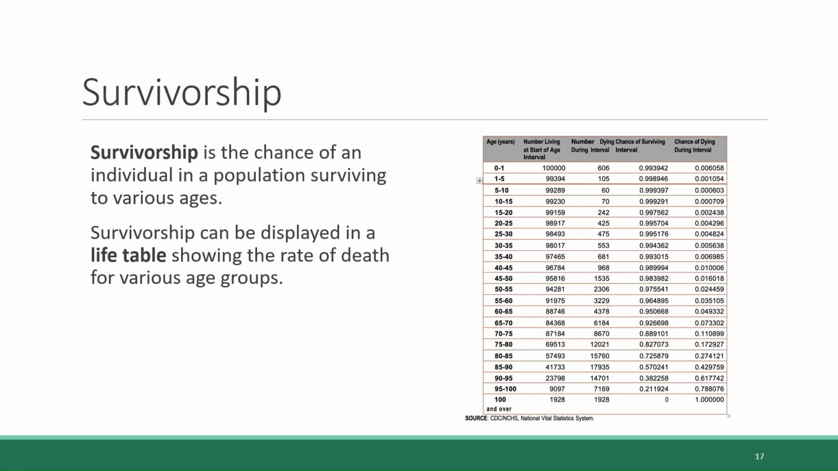On the left hand column, there are age groups, and in the very right hand column, it shows the chance of dying during that interval. So, for example, in 2011, there was a 0.001054 chance that a child aged 1 through 5 years would die. But looking toward the bottom of that table, there was a 0.788076 chance that someone aged 95 to 100 would die. Skimming the table, you can see that as the age interval goes up, so do the odds of dying. This tells us that for people in the US in 2011, most people died in old age rather than in childhood.